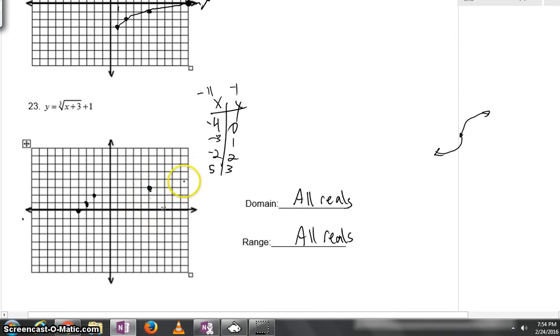You can see that S shape showing up more or less right over here. So that's what our shape's going to be. Domain and range are always going to be all reals. And that wraps up the 4th page of our practice test.